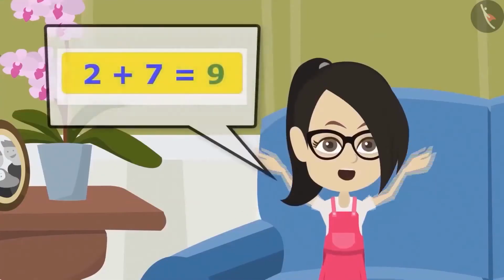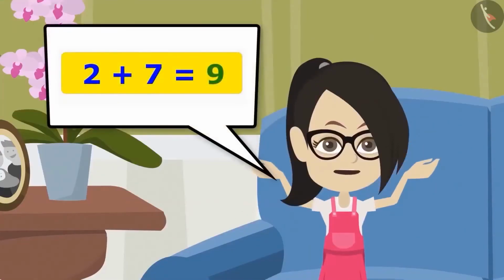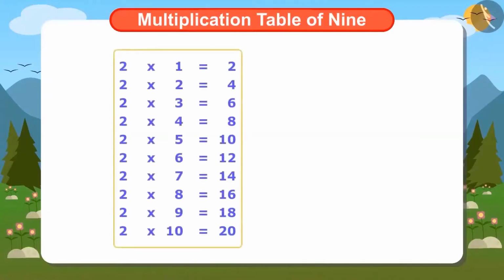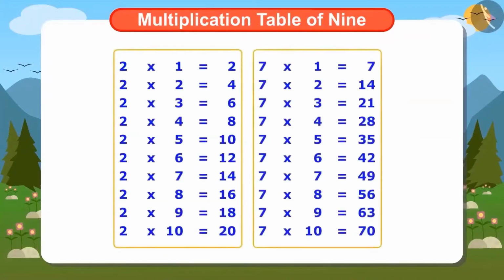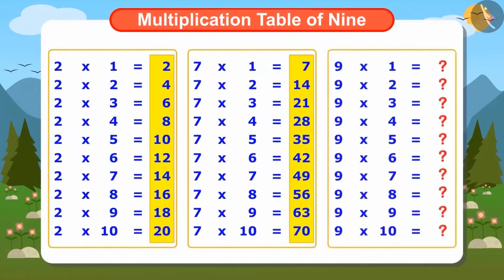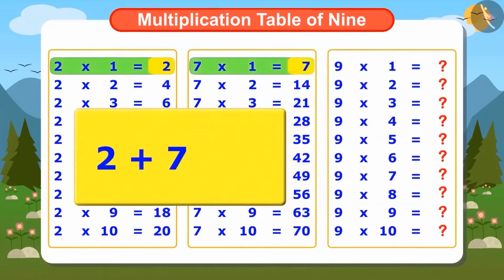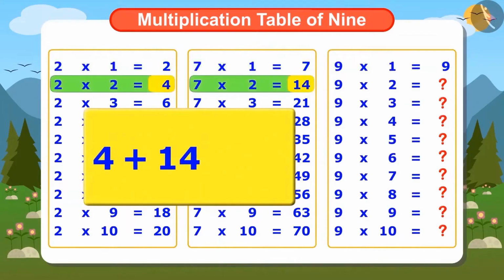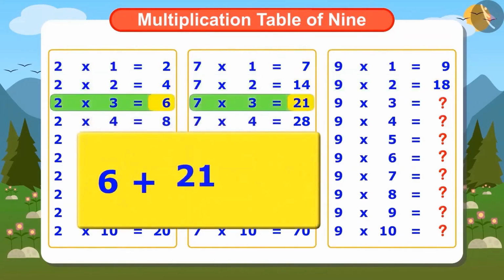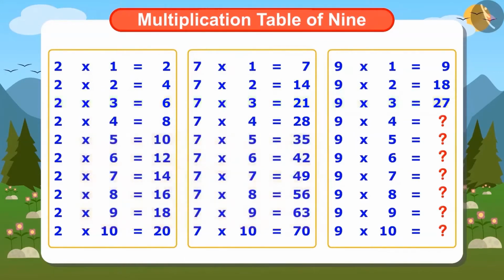Let me now find the table of 9 from the tables of 2 and 7. For this, let me write the tables of 2 and 7 first. Now by adding their numbers, we find the multiplication table of 9. By adding 2 and 7, the answer will be 9. By adding 4 and 14, we get 18. After adding 6 and 21, we get 27.